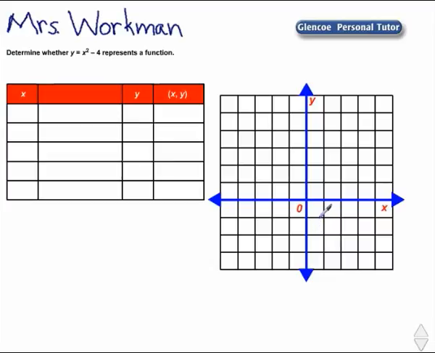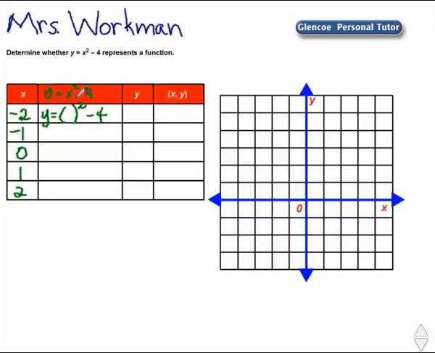Okay, so back to the first step. Let's choose some values for x. Let's let x be -2, -1, 0, 1, and 2. And let's find the corresponding y values by substituting into the expression y equals x squared minus 4. I'm going to write that here. Y equals x squared minus 4. That's the given equation.